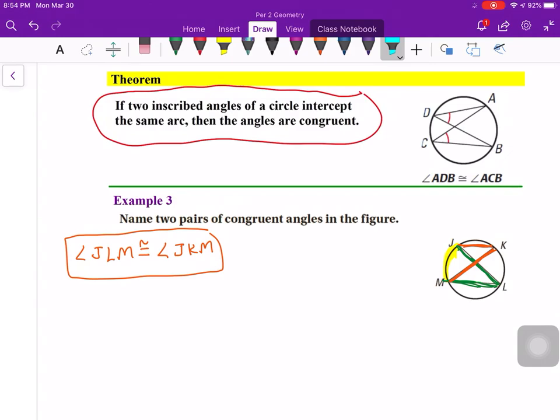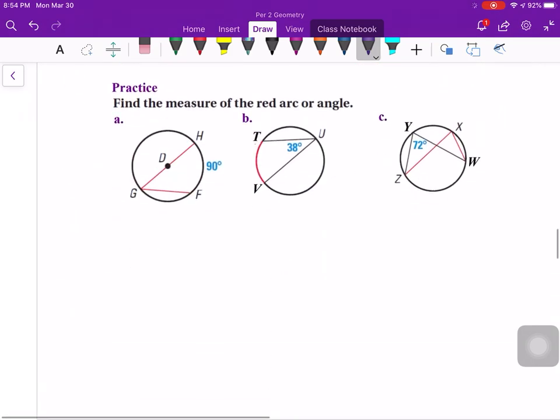It did ask us to name two pairs of congruent angles. Well, if I consider the arc on the other side of the circle, the arc KL, I could get another pair of angles. That would be angle LJK would have to be congruent to angle KML. And there's my second pair of angles. And once again, that's because both of those pairs have the same intercepted arc.